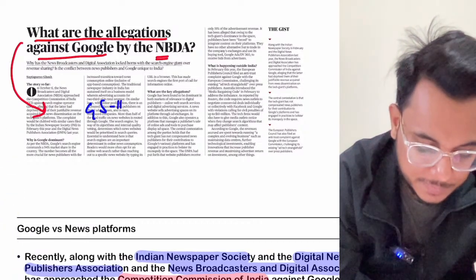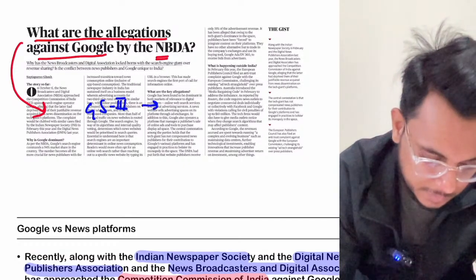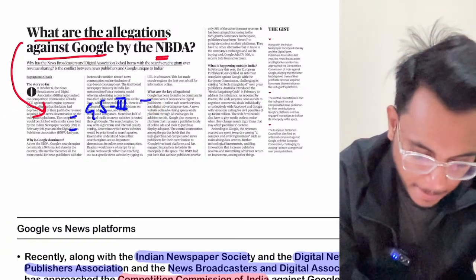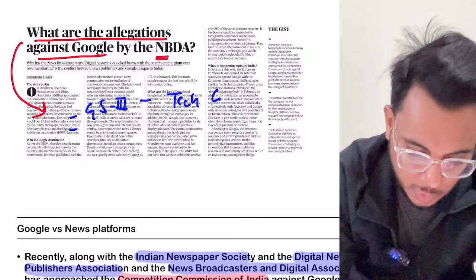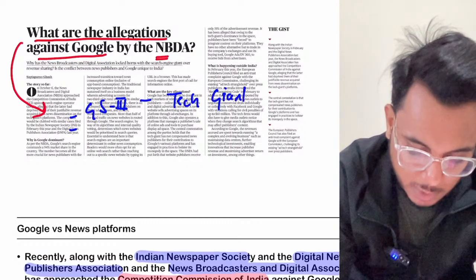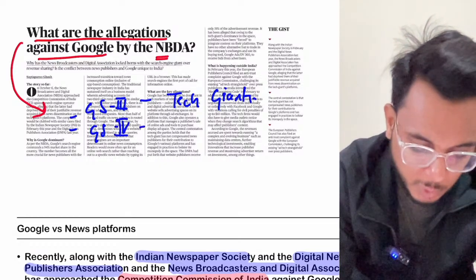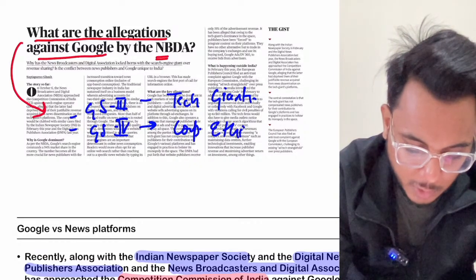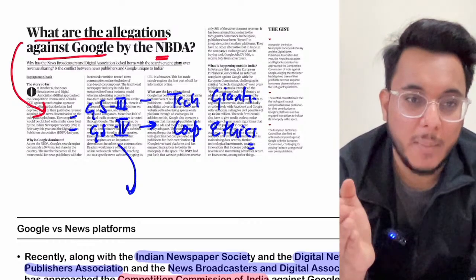GS paper number 3. Issues with respect to tech giants, issues with respect to the tech giants. Even this particular matter will be important for the GS paper number 4, corporate ethics. Okay, particularly GS4 corporate ethics, it will be more important.